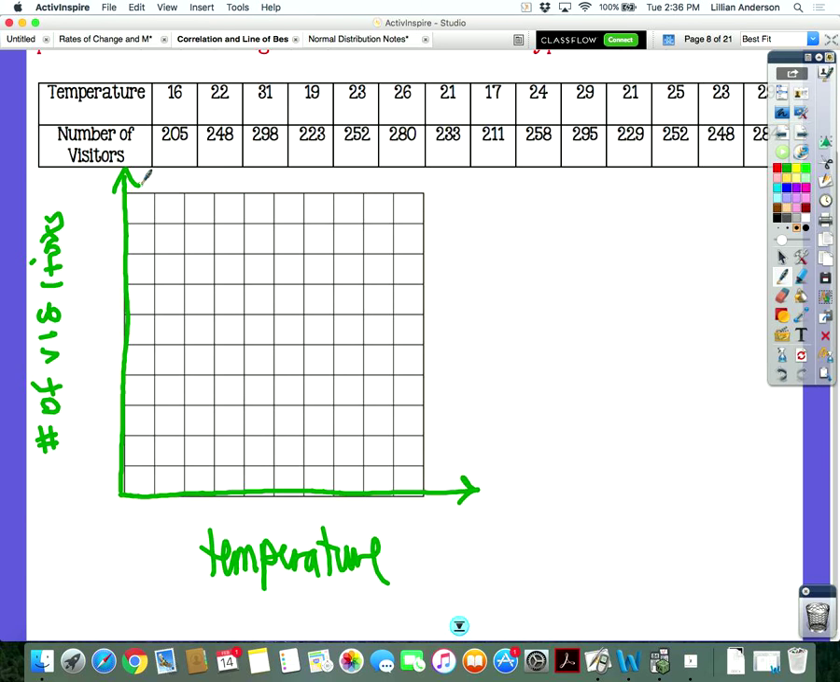So, all right. Are we making our scale? Are we graphing these points? I shouldn't have to do this. You guys should be able to plot some points. Yes. Okay. So let's do that.